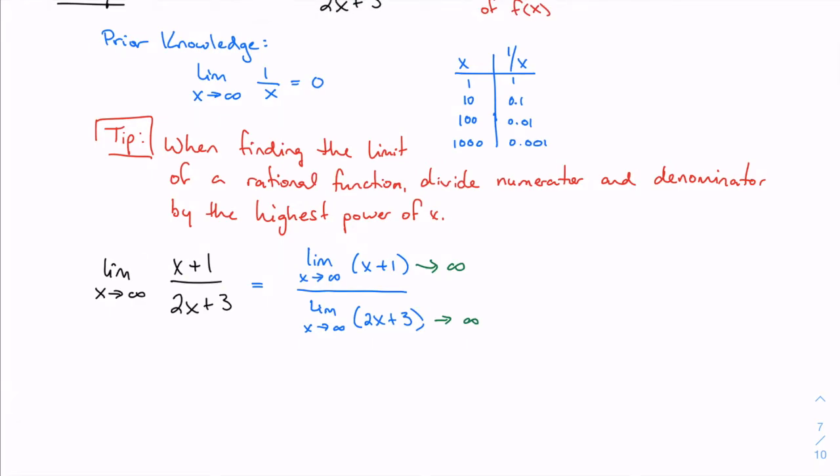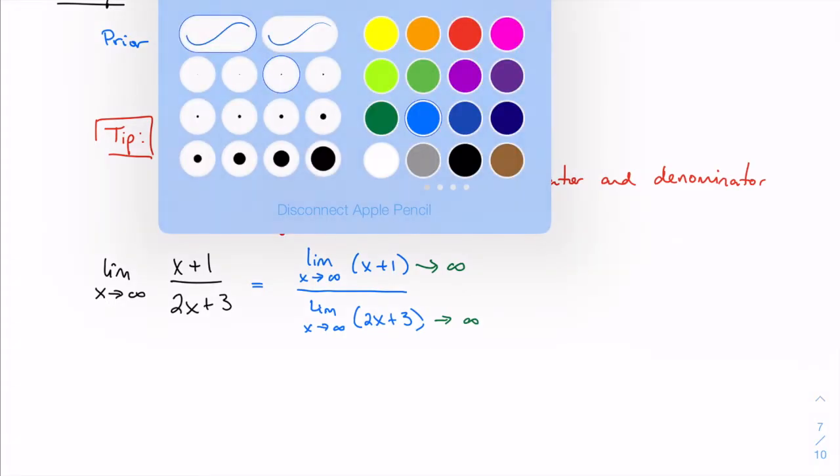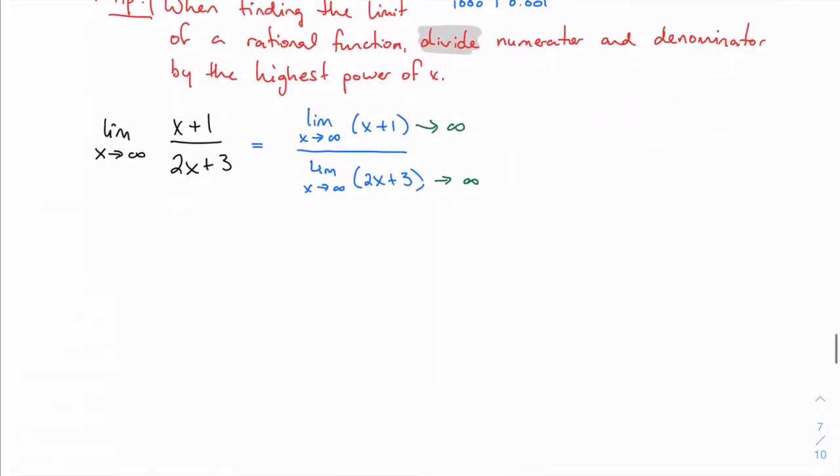So we need to find some way to reduce or simplify or change this function in order to actually calculate its limit. So the way we're going to do that is to apply our rule here, to apply our tip. So we're going to divide the numerator and denominator both by the highest power of x. And for the numerator, that is just x. And for the denominator, that's also just x.